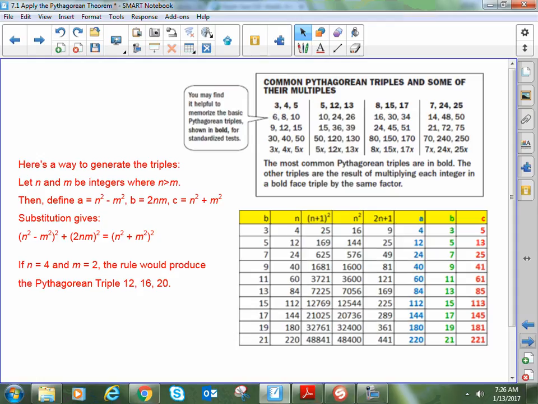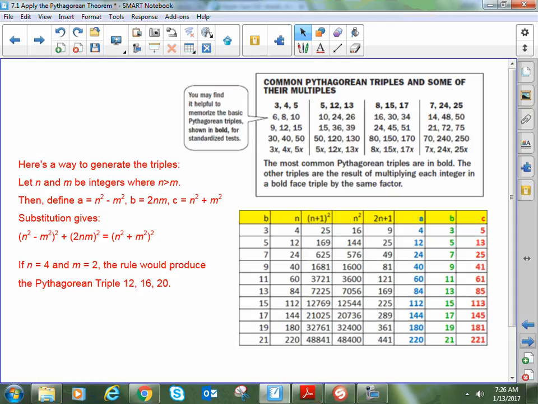So what I have on the left is not something that we're necessarily going to do. I just thought I'd provide it for the sake of the information that we're talking about. This is a way of generating Pythagorean triples. Feel free to pause the video and copy it down if you choose.